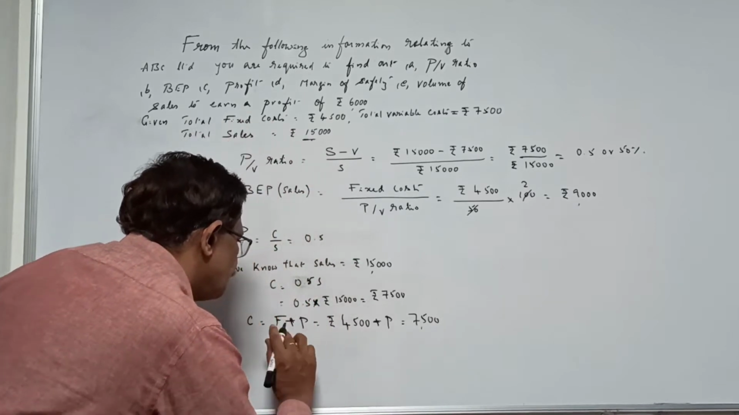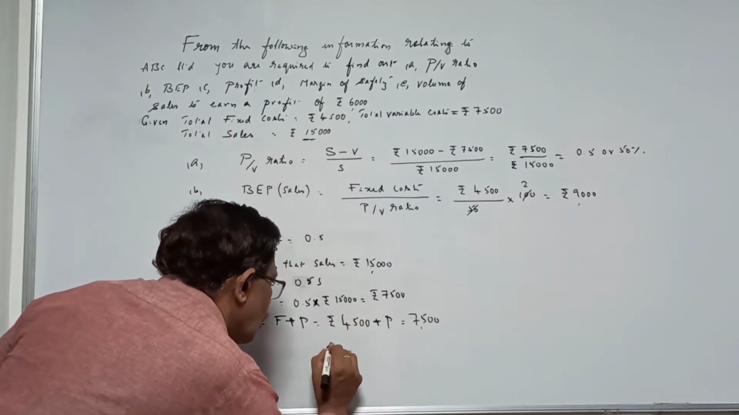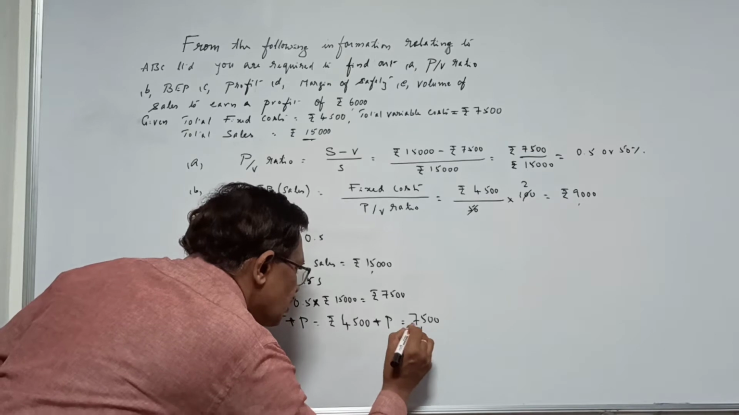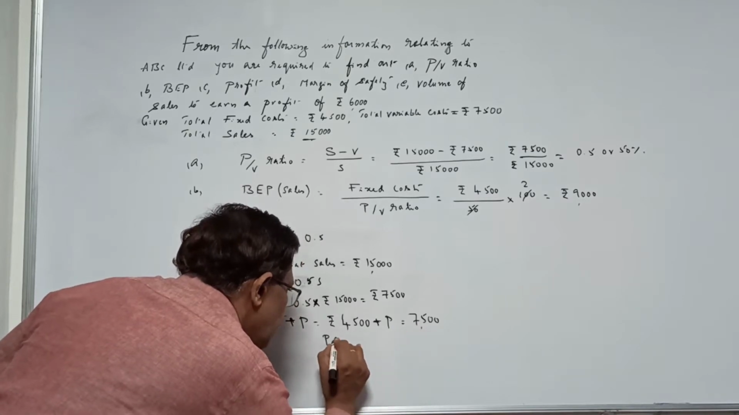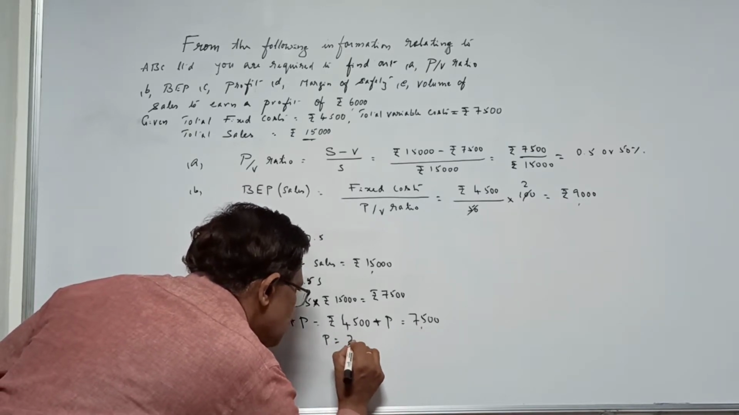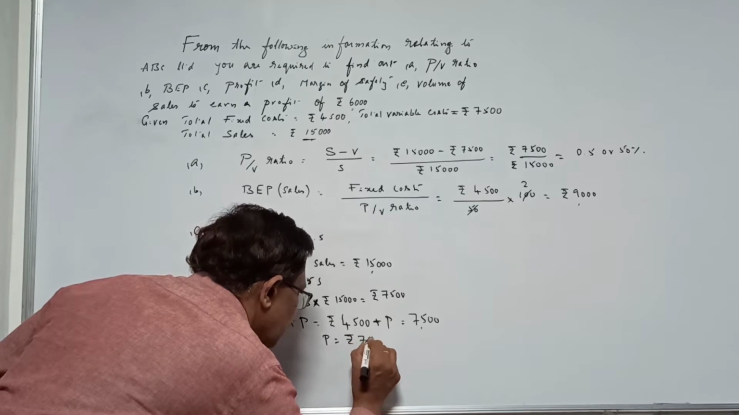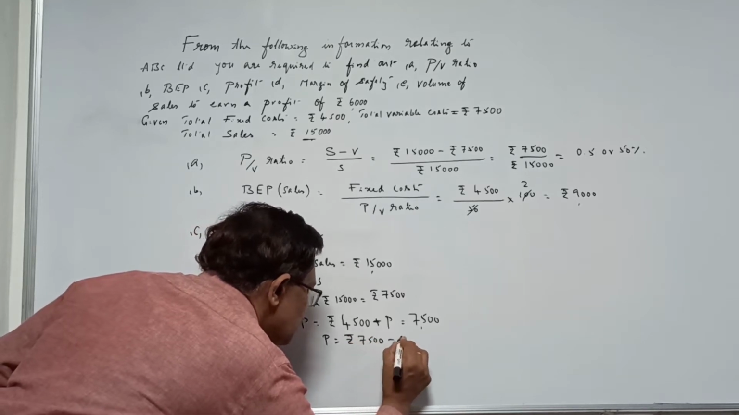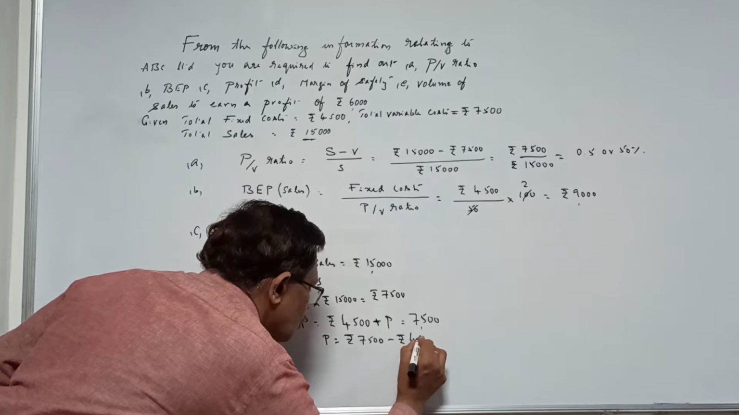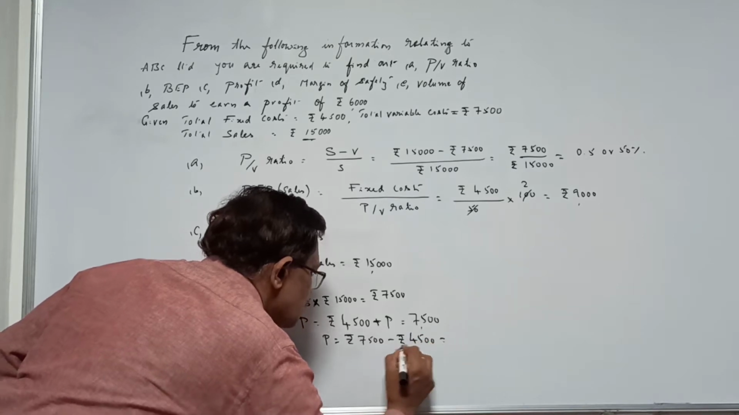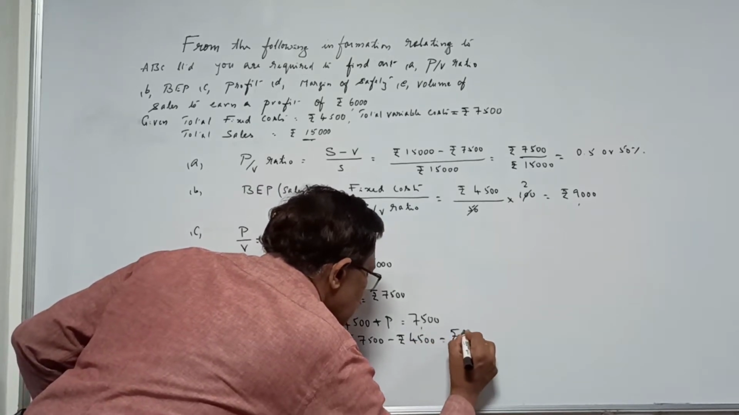So 4,500 plus P is 7,500. So P is going to be rupees 7,500 minus rupees 4,500, which is nothing but rupees 3,000.